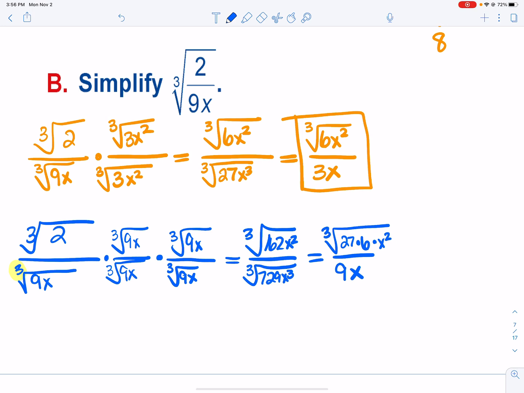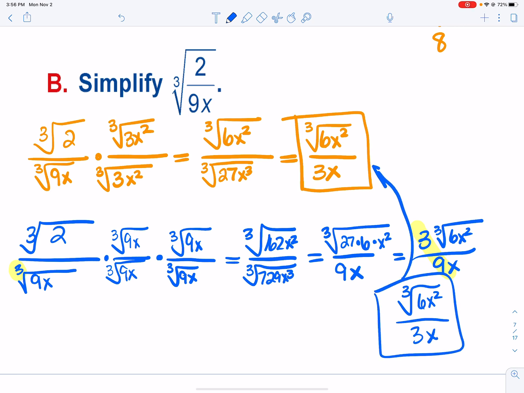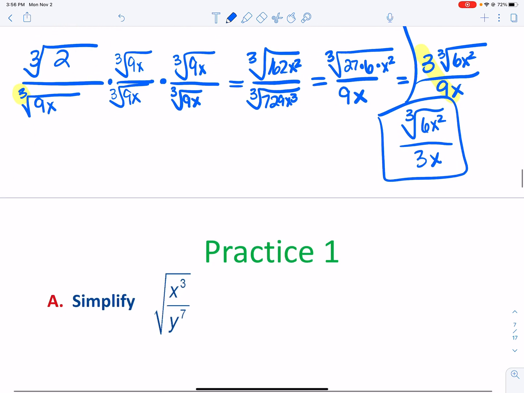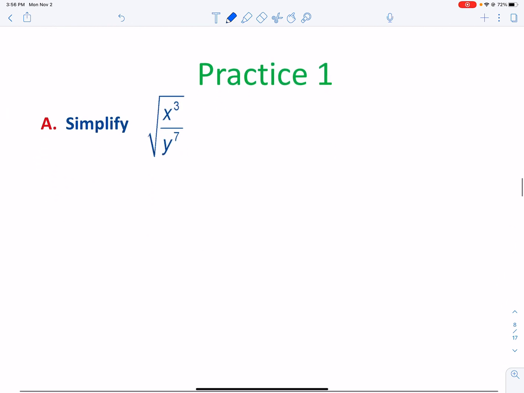Well, the cube root of 27 is 3. And if I look, 3 would cancel with 9. So I would get the cube root of 6x squared over 3x, which is the same answer that Mrs. Williams got, but it took me much less steps. Okay, so try this one. Pause and try it. Do it my way, do it the other way, I don't care.